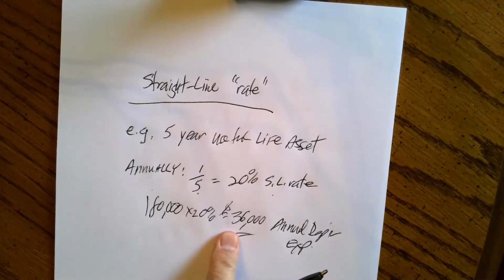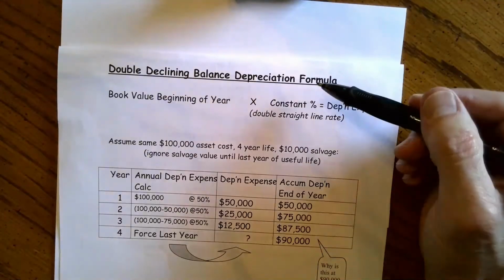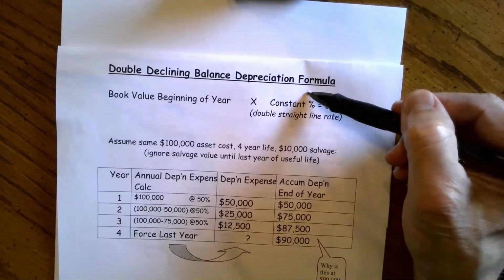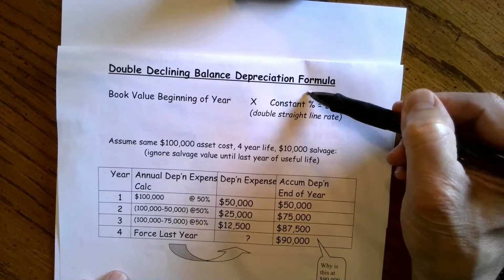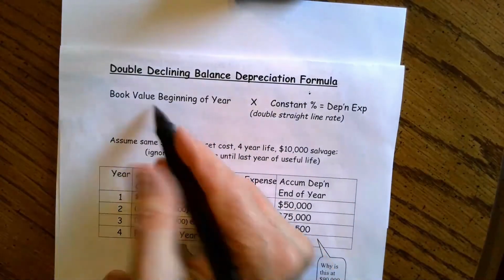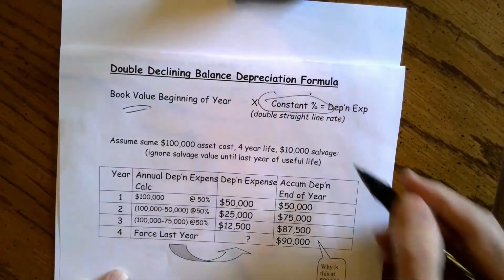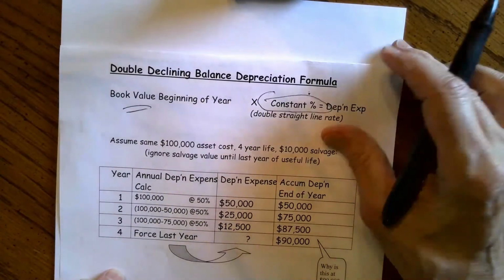This is important when we look at the second method, double declining balance. The double declining method of recording depreciation is the most complex one in this chapter. It takes a book value times a constant rate per year. What is that constant rate per year?